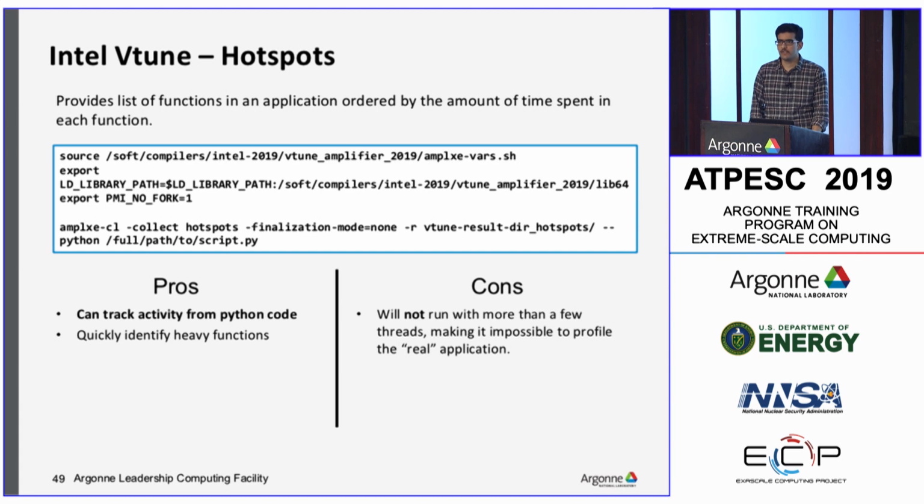The other strategy here is that we run VTune on the compute nodes without finalization, because we want to do the finalization on the login nodes. We don't want to spend more time on the compute nodes aggregating all those individual chunks of data. So we pass the finalization mode as none, where we just profile and get the information. But from our experience, scalability is an issue when we want to scale this to a large number of nodes. Hotspots doesn't perform well in that scenario.